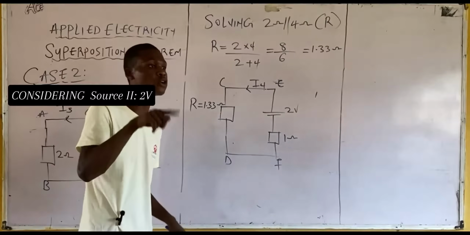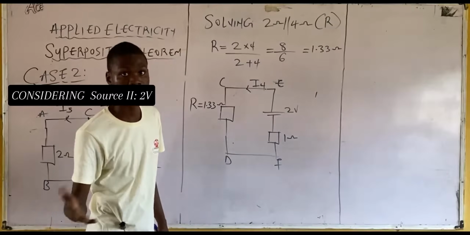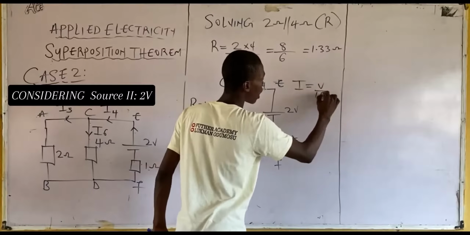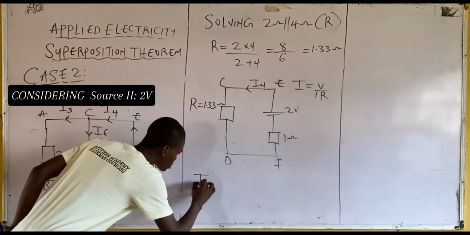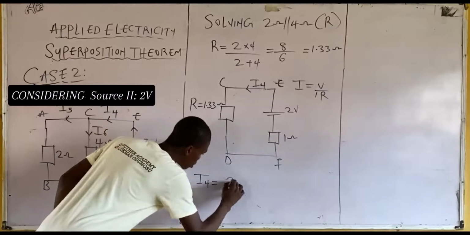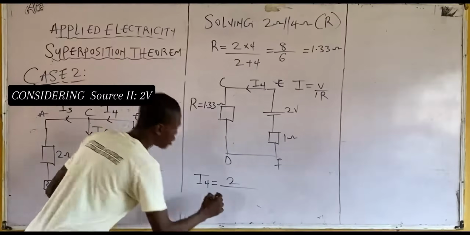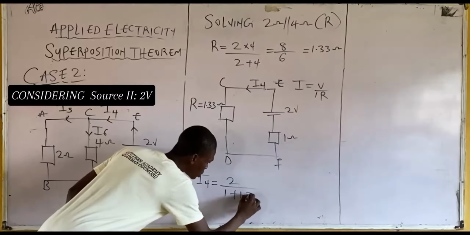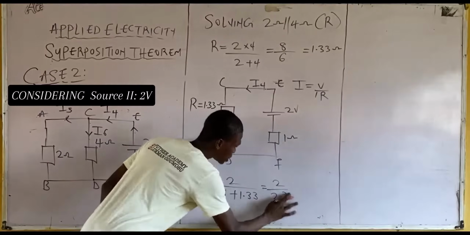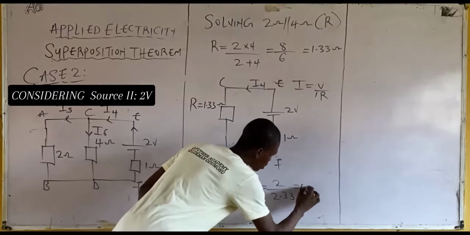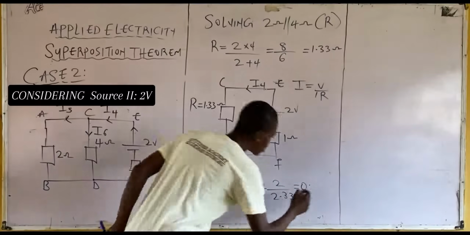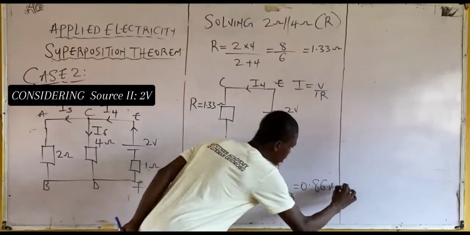Recall from Ohm's law. Ohm's law says that voltage is equal to what? IR. That is, I equals V over R. Then I4 becomes, that will be what? 2 divided by 1 plus 1.33, which is equal to 2 divided by 2.33. And this is equal to what? 0.86 ampere.